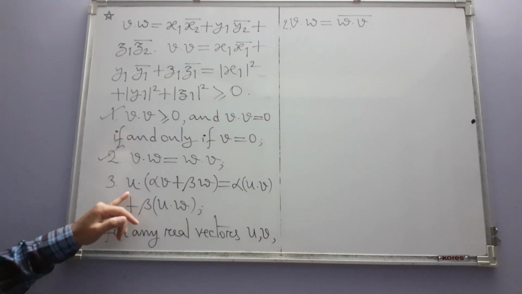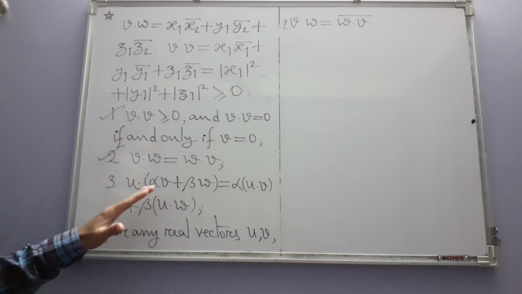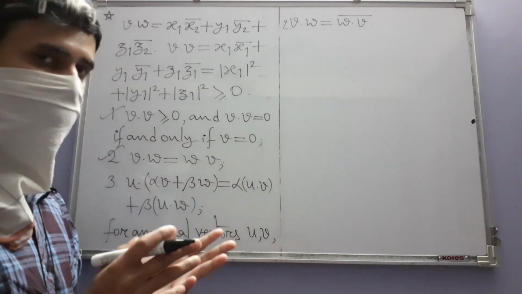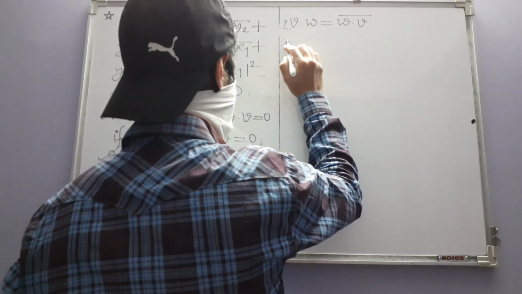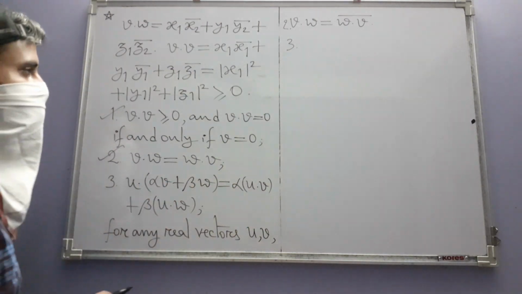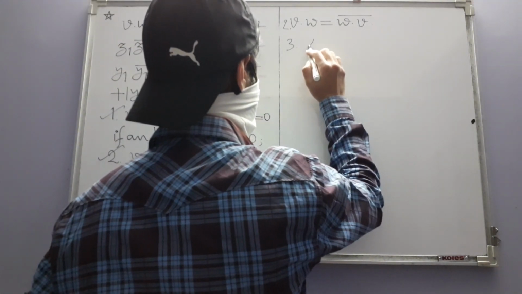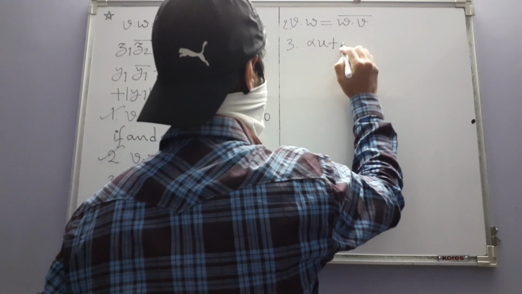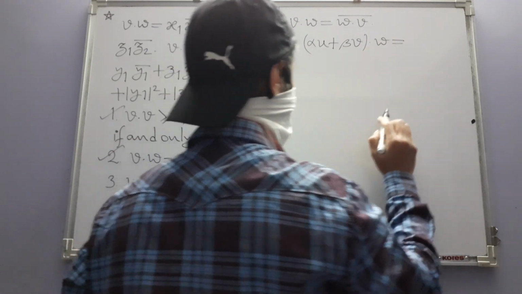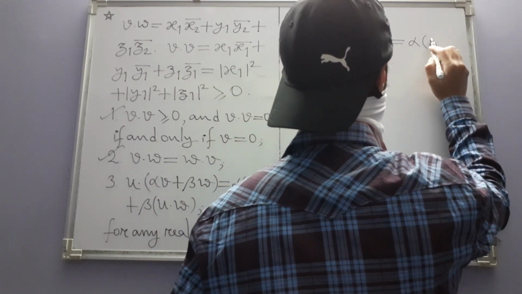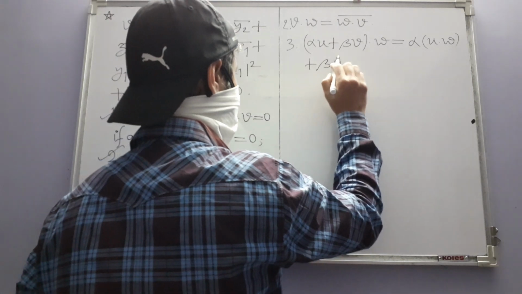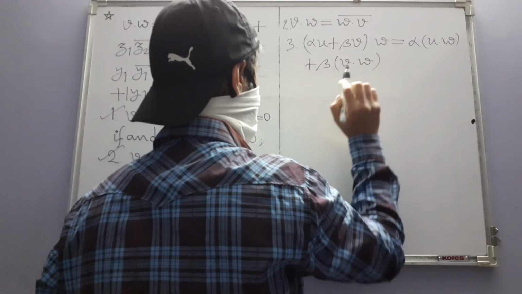What else? This 3 itself also has to be modified slightly. However, we obtain something else that is still true. That looks like this: alpha u plus beta v dot w is alpha times u dot w plus beta times v dot w.